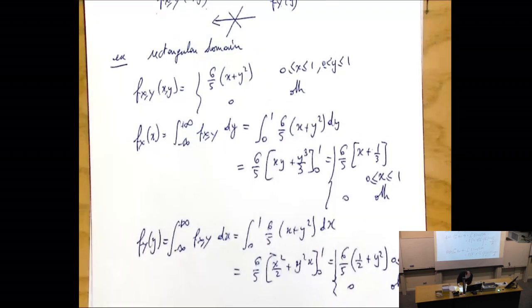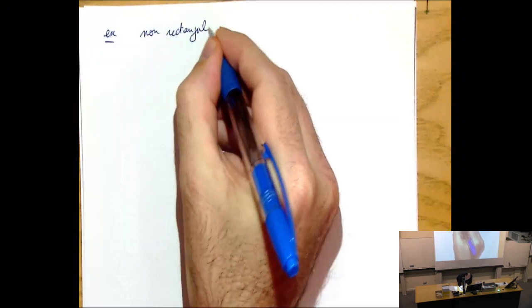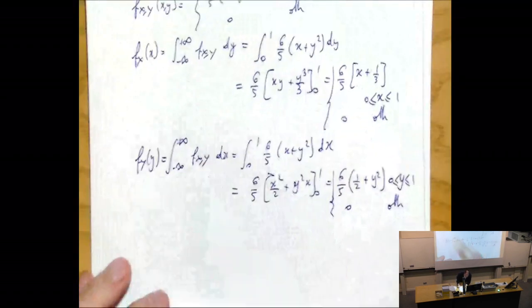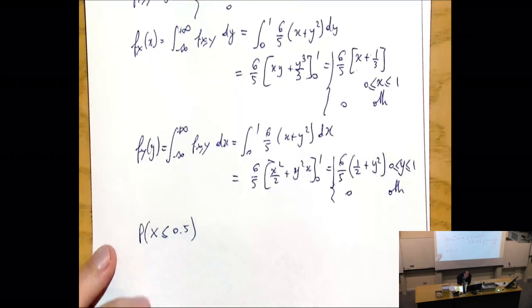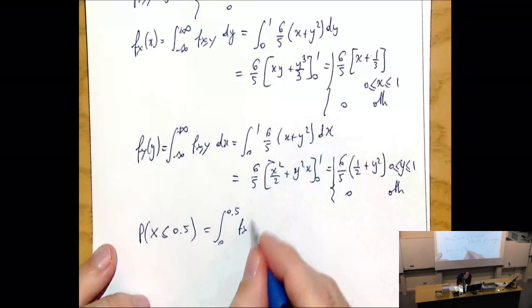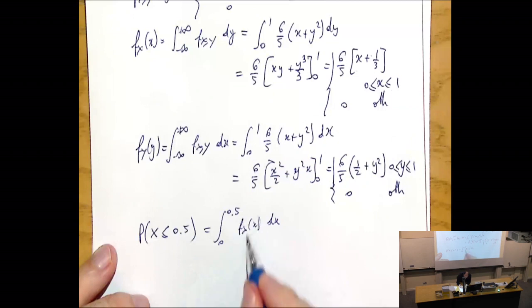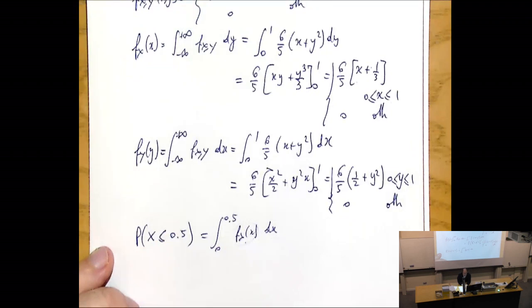Now, one scenario that may be a bit more complicated is when I have domains that are non-rectangular. So now I have a non-rectangular domain. And before going to this, if you have to compute a certain probability, right, the probability that x is smaller than or equal to 0.5, for instance, what can you do? You just compute this integral of f_X(x) dx, where f_X(x) is given by this quantity, right? So you actually can use this exactly in the same way as what we did with single random variables.